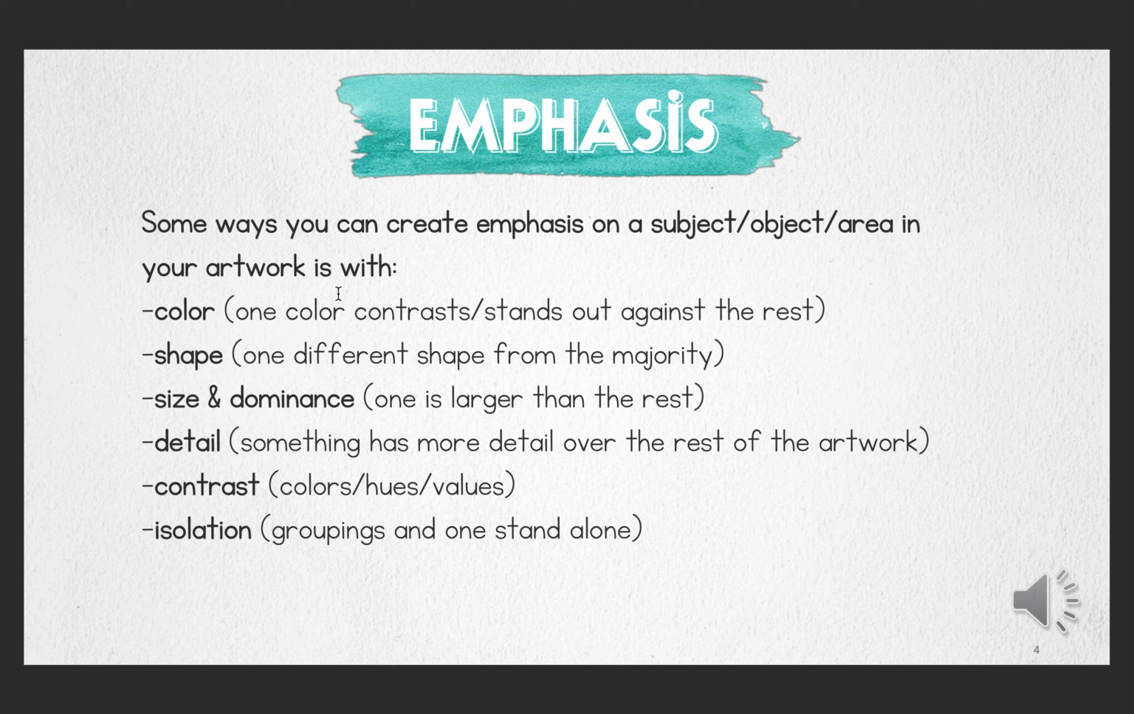Emphasis. Some ways that you can create emphasis in your artwork is with color. One color stands out. Shape, one a different shape from the majority. Size, one is larger than the rest. Or detail, something has more detail, and that can be line, as you'll see in the sketchbook activity. Contrasting your colors or your hues or your values, or isolation, which you've heard before when we talked about balance, when putting something off all to itself, all alone.